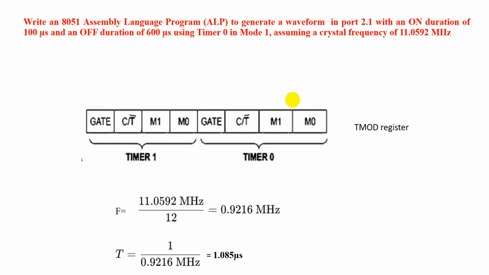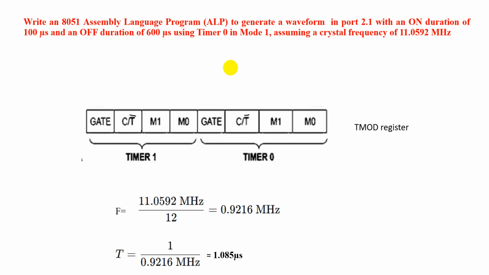Whenever we configure mode 1, that means M0 is 1, M1 is 0. So what will happen? It will act as mode 1. Mode 1 is a 16-bit counter. It will count from 0000H to FFFFH. And then mode 2 is an 8-bit timer.